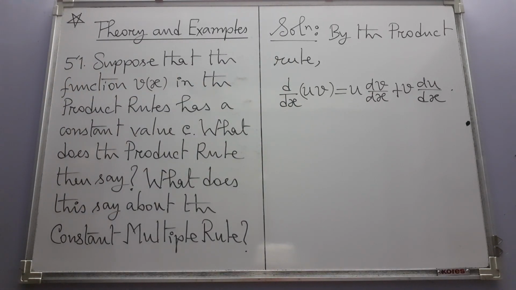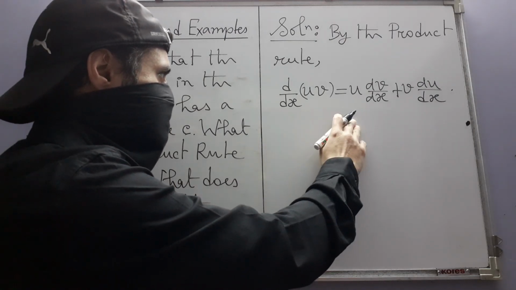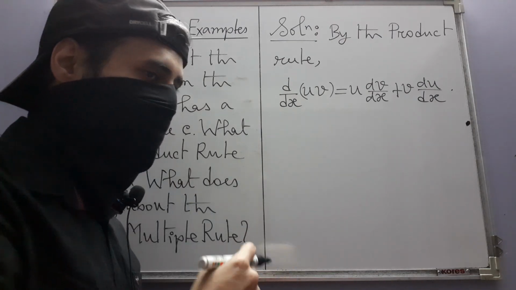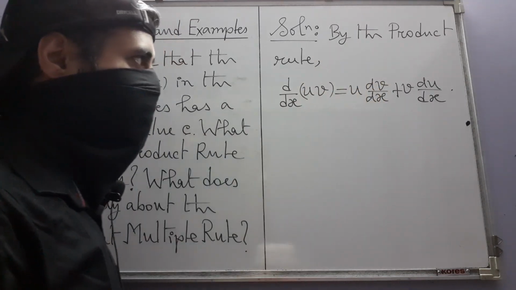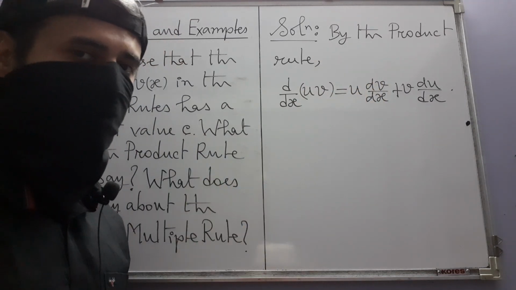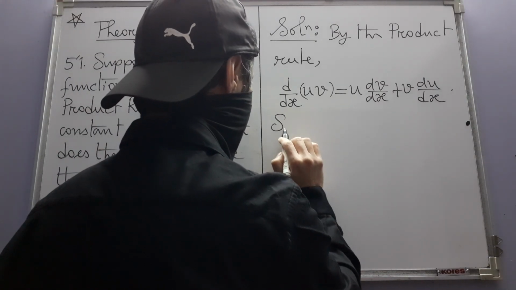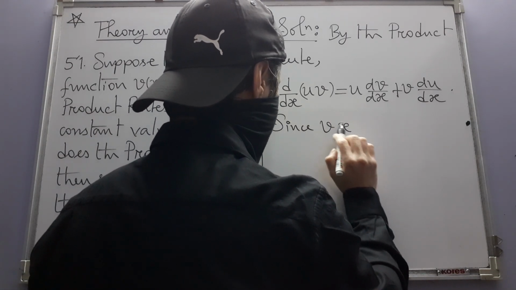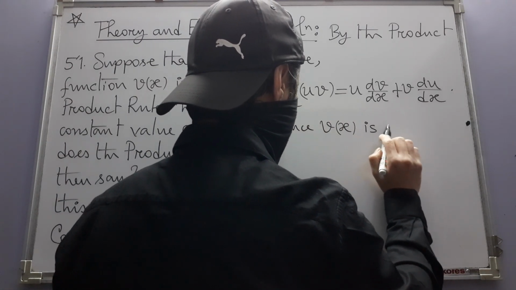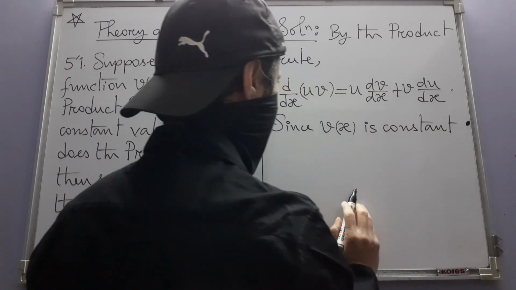Oh, and one more thing, we are writing this with the assumption that u is a differentiable function. That's why we say by the product rule. You need not again write that, it's understood. And now we use the fact that v is constant, since v of x is constant.